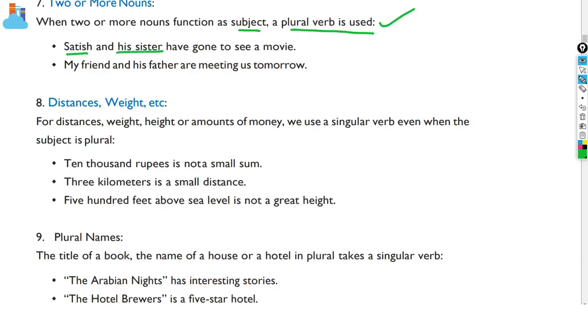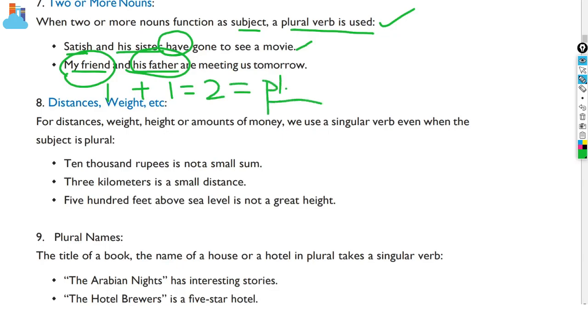Satish and his sister have gone to see a movie. Have gone to see a movie. My friend and his father is one. My friend is one, means 1 plus 1 equal to 2. Means it is plural. Therefore, as it is plural, it is not taking is, but it is taking are. This is correct. Now, my dear children, let us concentrate on this particular verb.